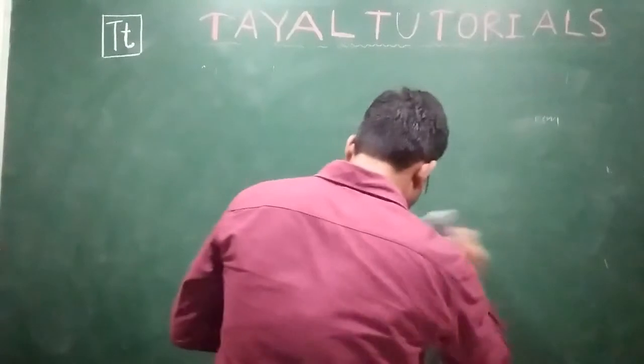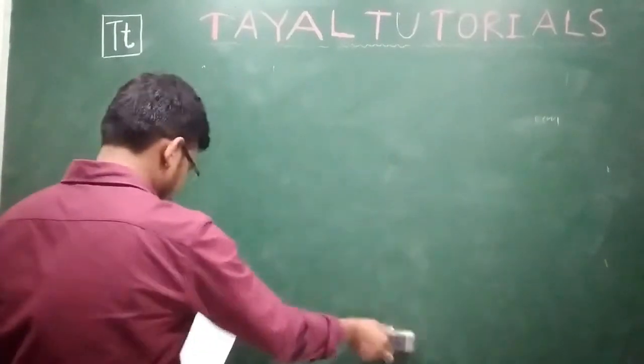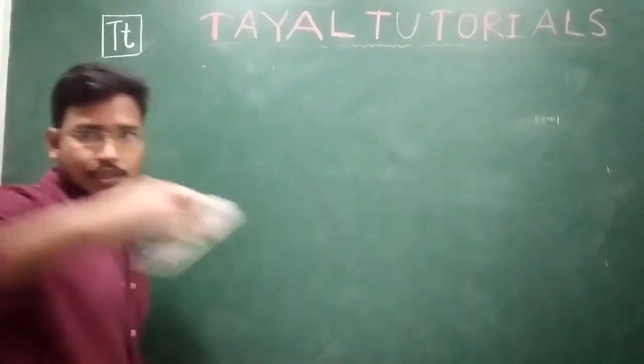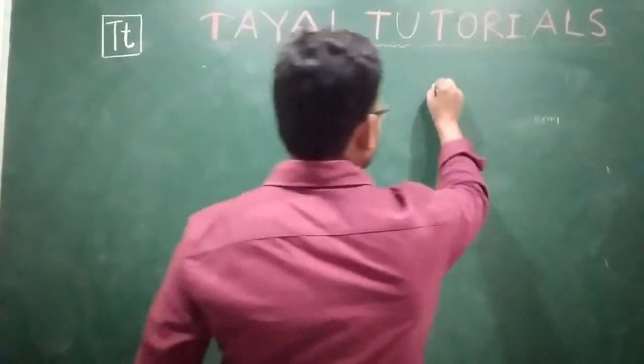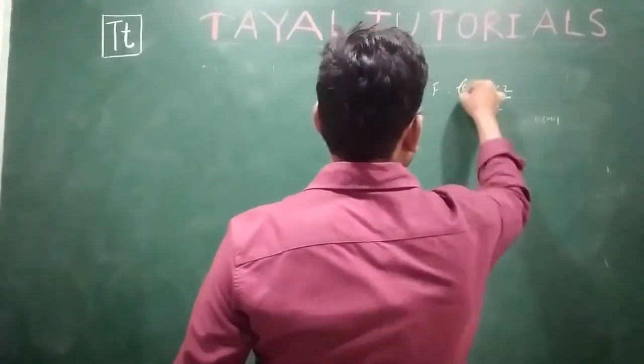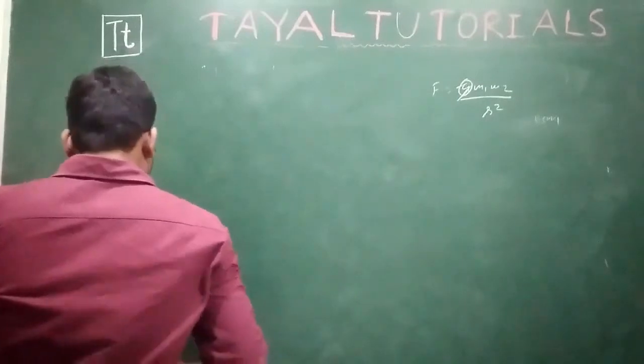The problem is to convert the value of the gravitational constant G from SI units to CGS units. So, what was G? G was from F is equal to G m1 m2 upon r square. That G is what we are talking about. Okay, so let's write the question.